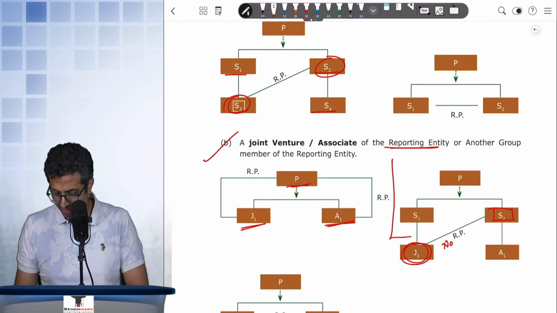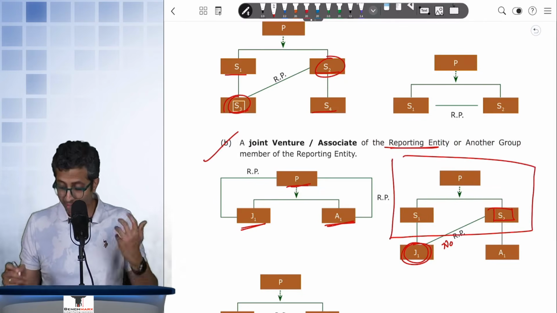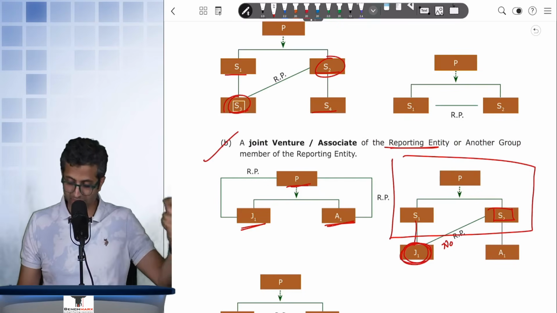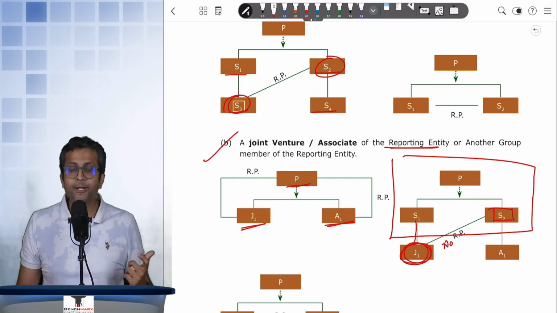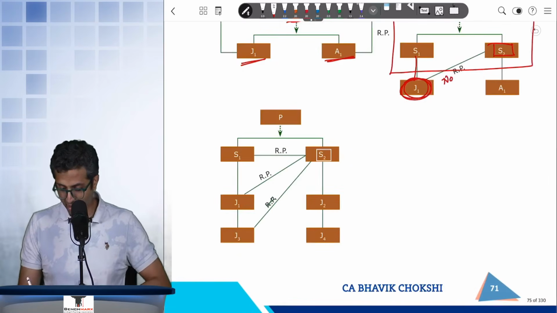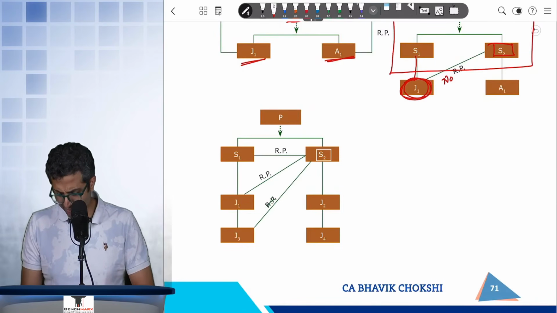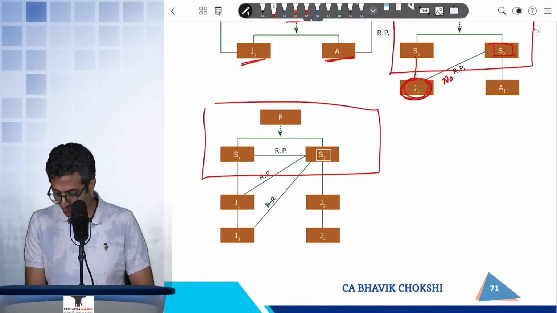Whatever is a group, you can make it as a box and you can treat it as one and the same. So over here, if there is J1 who is the joint venture of S1, J1 is a related party even for S1, S2 as well as P. Okay, a similar and a more complex version over here will be P having S1, S1 having J1 and then J3. Now this is an entire group.